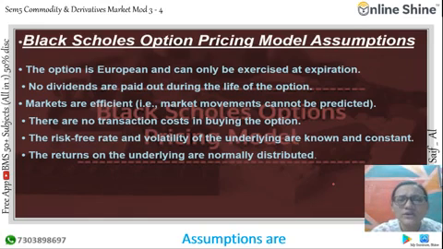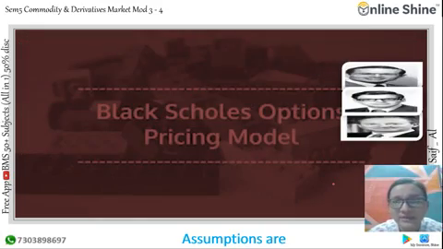So everything is constant, whether it be the risk-free rate or taxes. We can say the market is constant and stable, and we know what the movement in the market is. The return on the underlying asset is normally distributed.